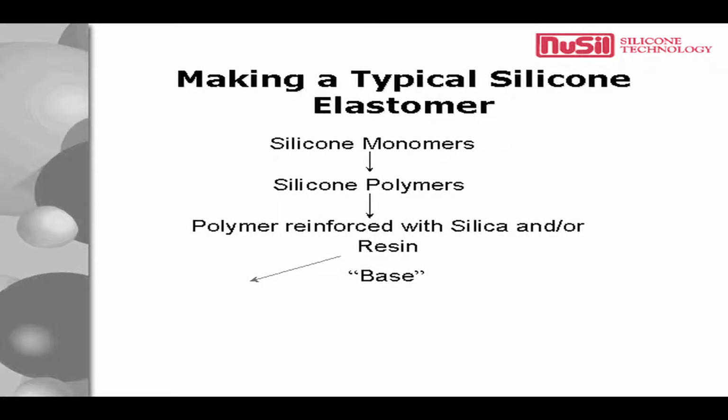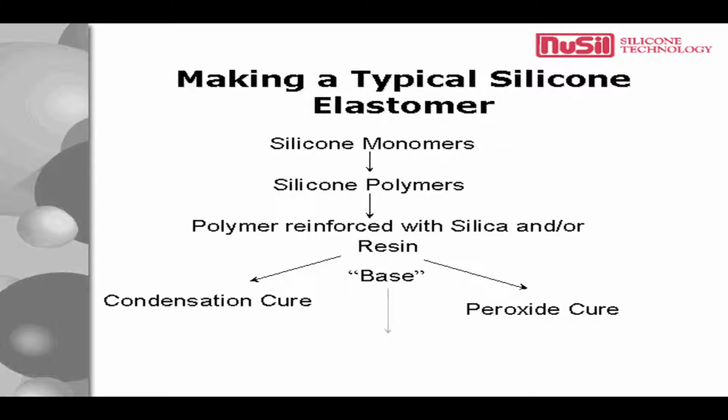Now that makes a base, and the base becomes, with a condensation cure or a peroxide cure, those are one parts, so the base is the product. To make an addition cure material, we divide the base in half. So you take the polymer plus the silica or the resin, so polymer plus reinforcing agent, make a base, divide it by 2, and now you have your A and B. One side is the catalyst side, the other side is the crosslinker side.